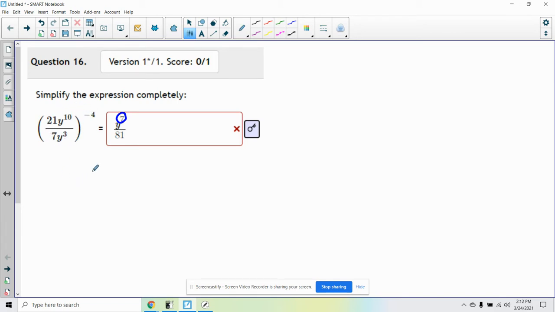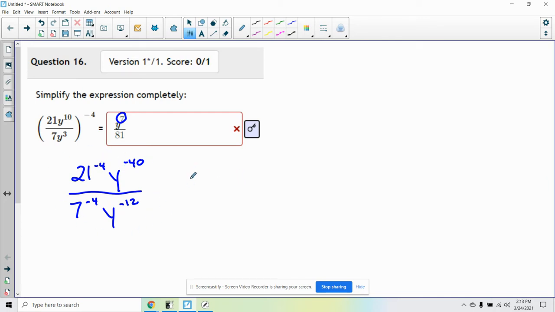It's all multiplication and division. So I have 21 to the -4, y to the -40 over 7 to the -4 over y to the -12. So basically everything has a negative exponent. So I could just flip this entire thing because everything's going to change sides.